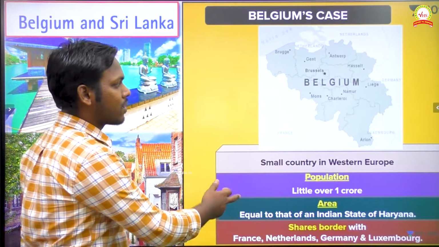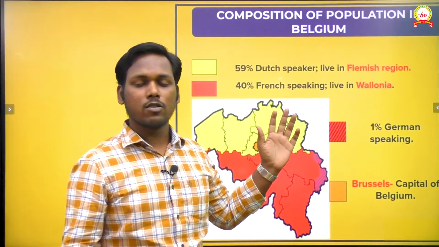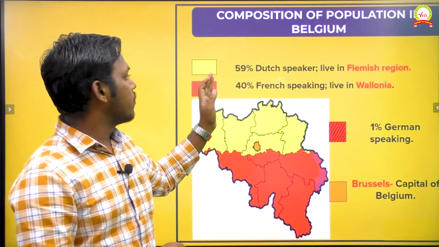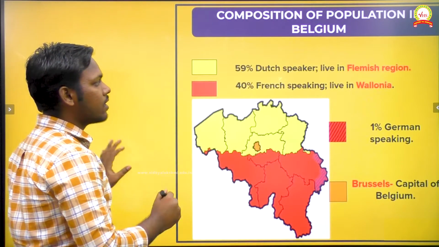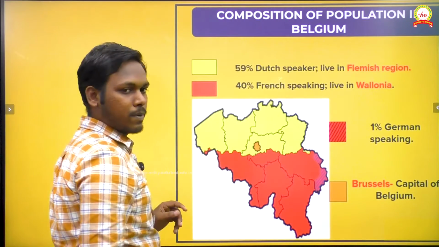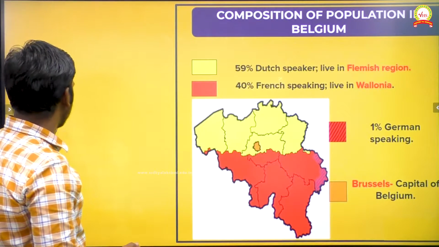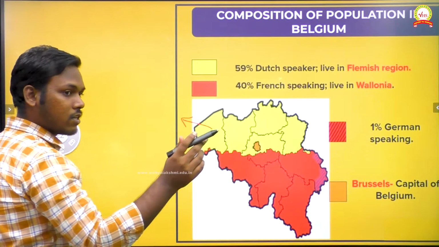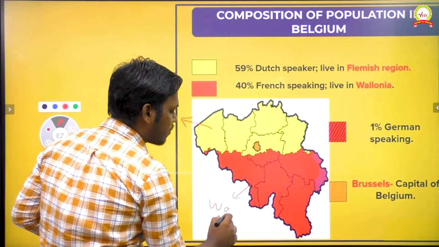It is a small European country with a complicated population. This is the political map of Belgium. Here 59% are Dutch speakers. It has different regions. Let me tell you about everything. Here you will read that we have different regions called Flemish, Wallonia and Brussels.